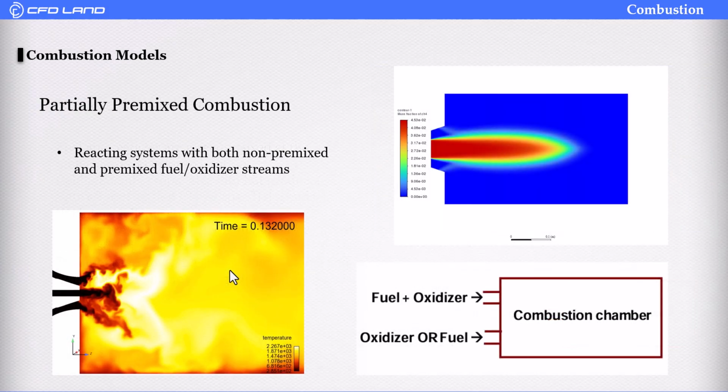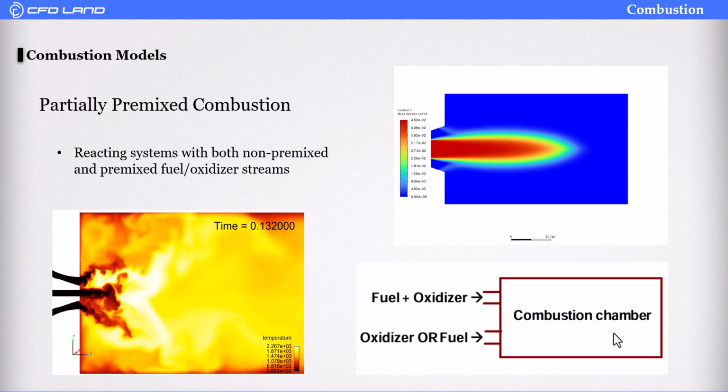The next model is partially premixed combustion. In this model, fuel and oxidizer already mixed together enter the combustion chamber from one stream, and from a separate stream, oxidizer or fuel is also injected into the combustion chamber. So partially premixed combustion is a premixed flame with a non-uniform fuel-oxidizer mixture.